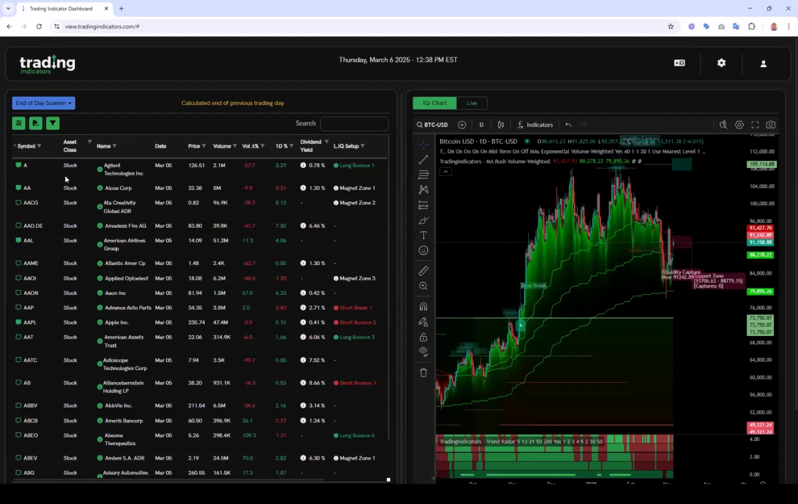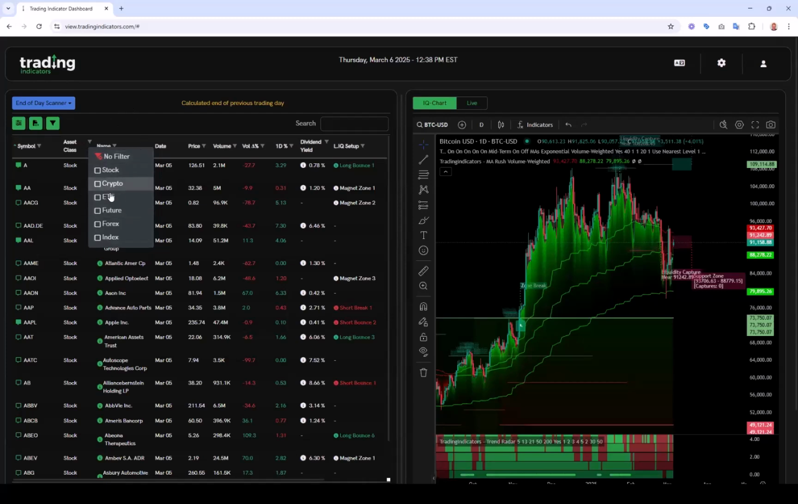All right. Of course, the symbol is simply the ticker symbol of whatever you're looking at. In this case, Agilent. Asset class is the asset class of that symbol, that stock. And we have 5 different asset classes that we support with the dashboard. If you click on this little filter icon here, you can see what these asset classes are. Actually, that's 6: stocks, cryptos, ETFs, futures, FX, and indices. These are the 6 different asset classes.